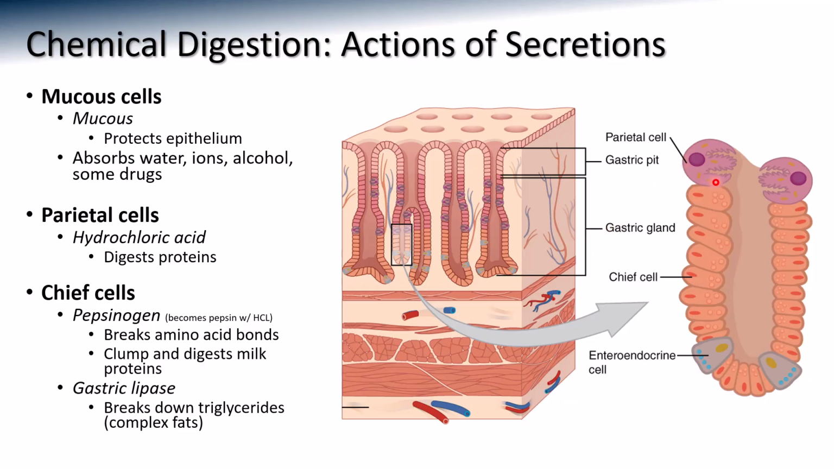All right, our parietal cells, so the purple guys hanging out in the neck of the gland, produce hydrochloric acid, which is going to digest proteins. And then these chief cells down here secrete pepsinogen and gastric lipase. Pepsinogen turns into pepsin when it's exposed to hydrochloric acid, which, good thing it's made right up here. And that acts to break down amino acid bonds. It's also what begins to digest milk proteins and makes them clump all together. Gastric lipase then is going to break down triglycerides, which are a category of complex fats.